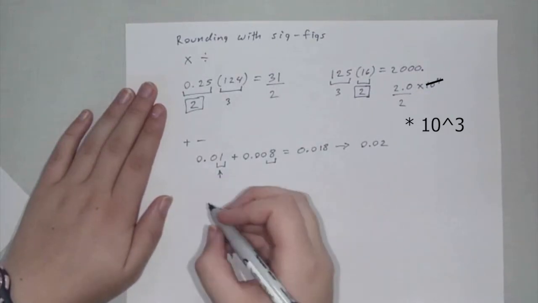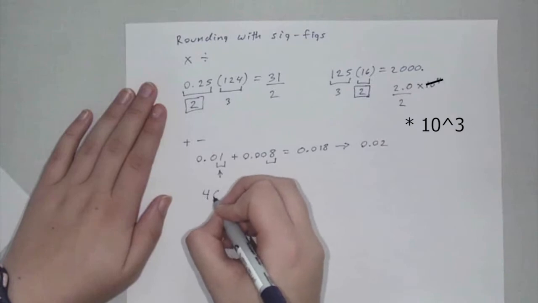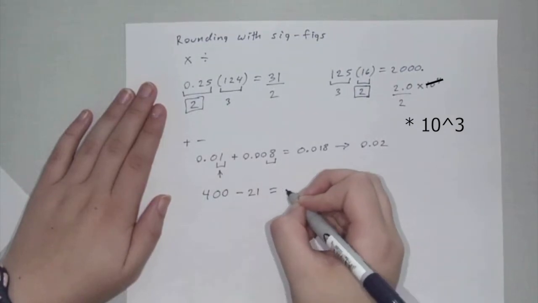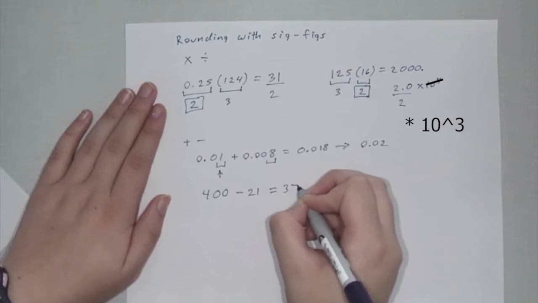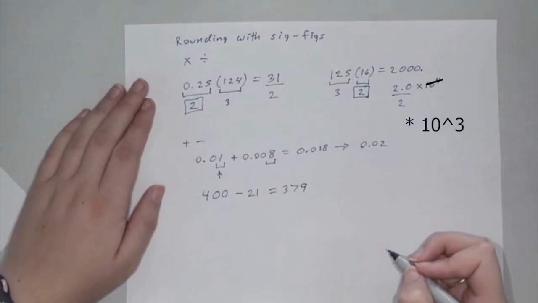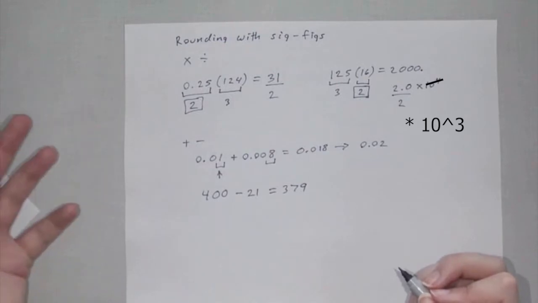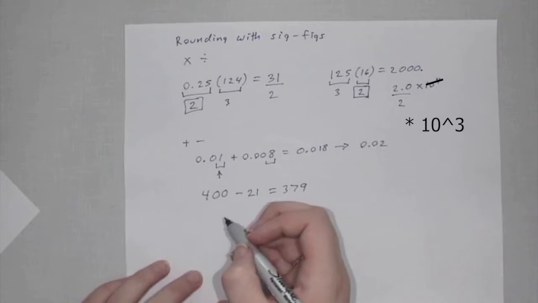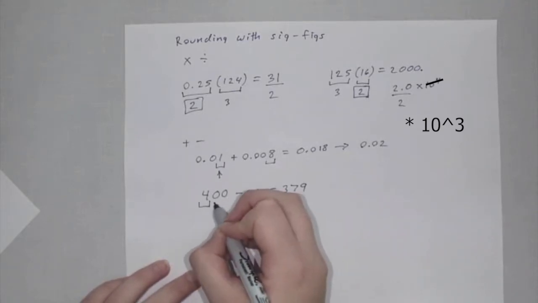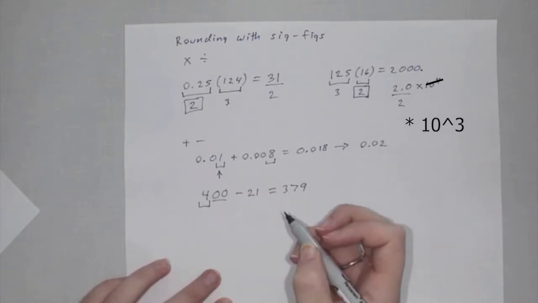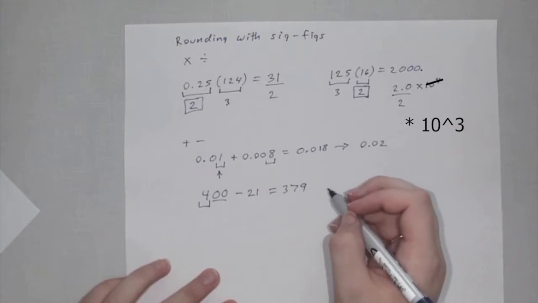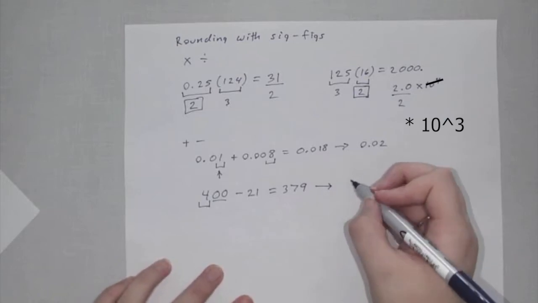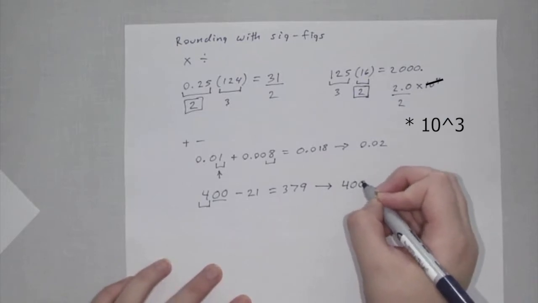So another example of this would be, let's say we're going to take 400 and we're going to subtract 21. Your true answer here is 379. But again, we need to look at the order of magnitude that is certain. And in this case, the largest order of magnitude that is certain is the hundreds place because these zeros are not significant. So even though the final answer here comes out to be 379, when you round according to sig fig rules, your answer is actually 400.